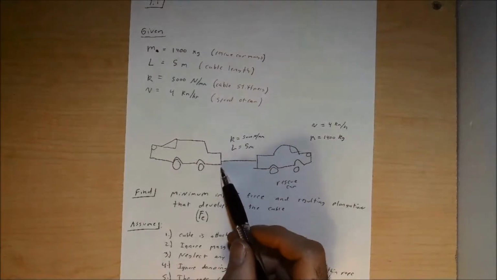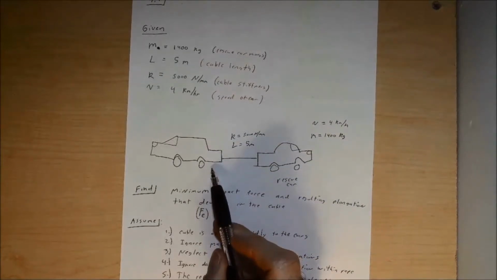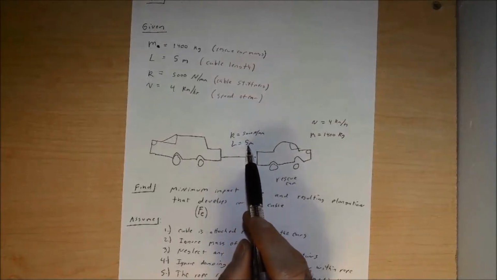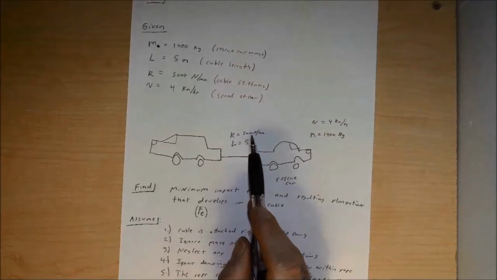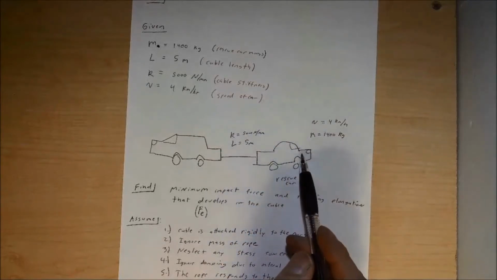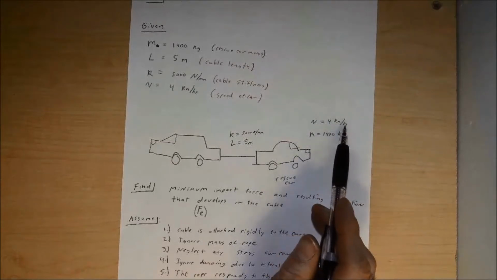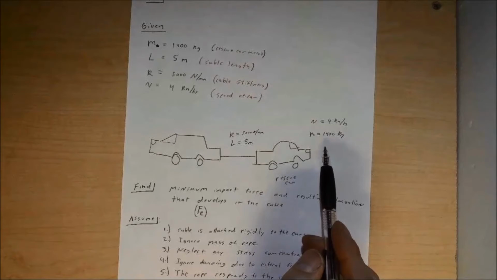I simplified it down just a little bit. We have the rescue car on the right, we have the car that's being pulled out over here on the left. There's our cable in between the two. We know the length of the cable is given to us as 5 meters. The spring constant is 5,000 newtons per millimeter. Then over here, when the cable is taut, we have a velocity of 4 kilometers per hour. And we know the mass of this rescue car is 1,400 kilograms.